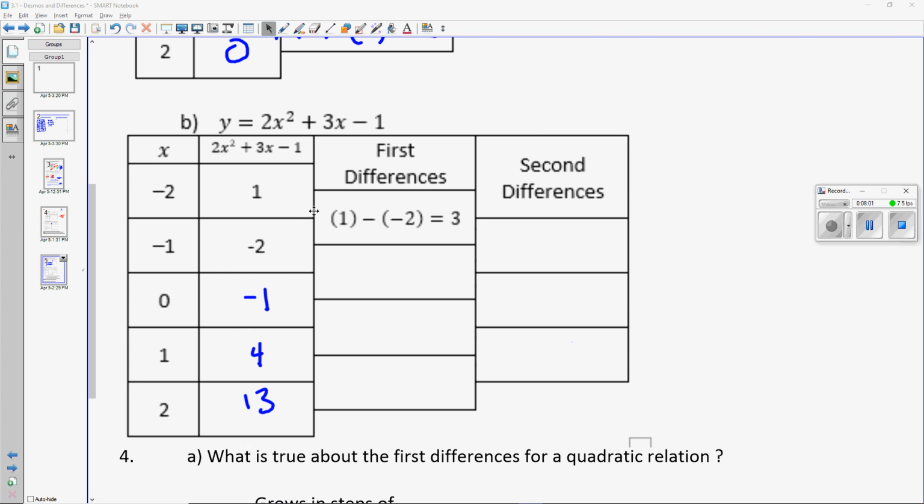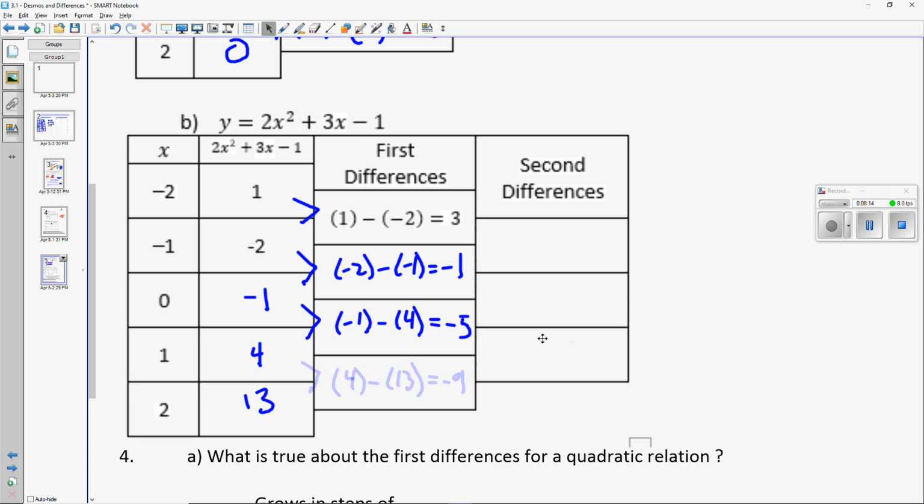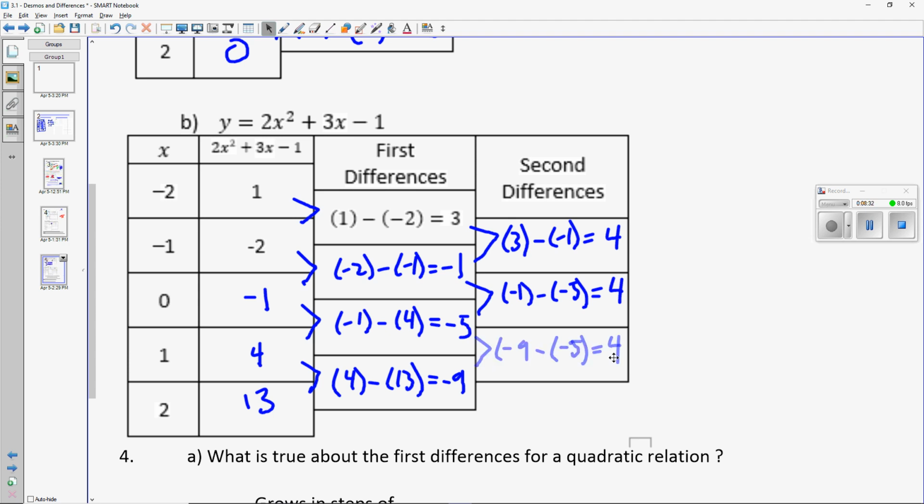So now let's do the first differences for each of these values. You get something like this. Always top minus bottom. -2 minus -1 is -1. Same thing for this one, and same thing for this one. Copy that. Now let us do the second differences again. So by doing the second differences, you're going to get 3 minus -1, which gives us 4. Then we're going to get 1 minus -5, which gives us 4 again. And the same thing again.